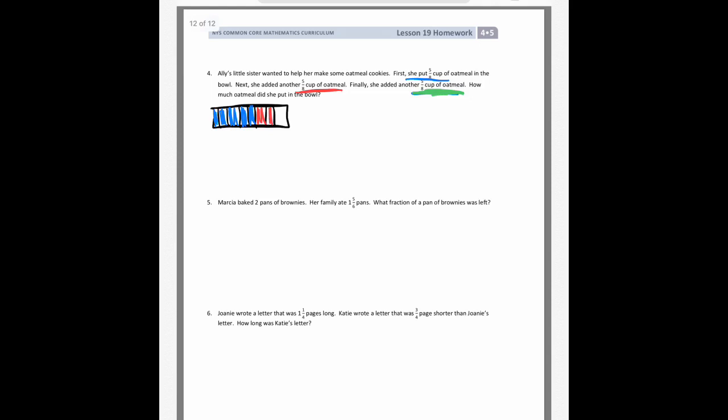So 1, 2, 3. Well, I've already filled up this whole cup, so now I have to draw another rectangle to represent the next cup. So split it in eighths again. Okay, so I've already added the 3 from that second time, so 4, 5, and then she added 5/8 again, so I'm going to show that in green. 1, 2, 3, 4, 5. So it looks like altogether she added 1 whole cup and almost a whole other one, but it looks like 1 7/8. But let's check that with our addition.